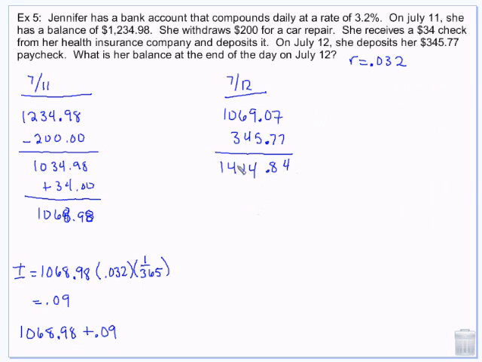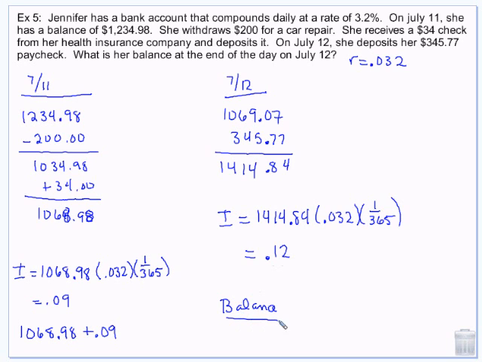Okay, so at the end of the day on July 12th, she has $1414.84. So we calculate her new interest off of that number. Again, I do the fraction first, multiply backwards basically, and that will earn her 12 cents. So then her balance at the end of the 12th would be $1414.84 plus 12 cents. So $1414.96.